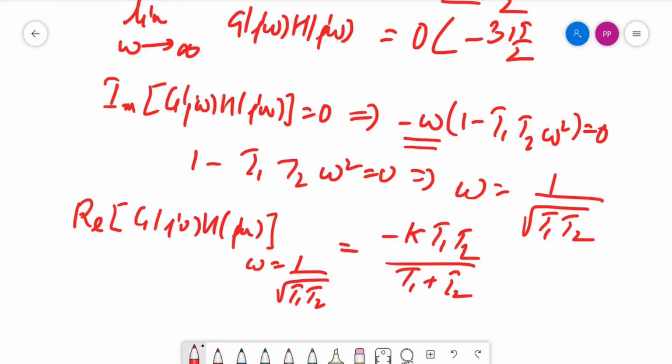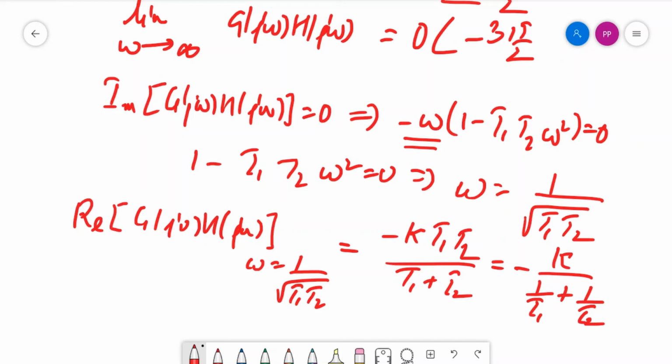I expect my students to try this themselves. However, I am sending them the detailed notes. It's advisable that they do the things themselves. So this should be equal to minus k divided by 1 divided by tau 1 plus 1 divided by tau 2. Like this it should come.